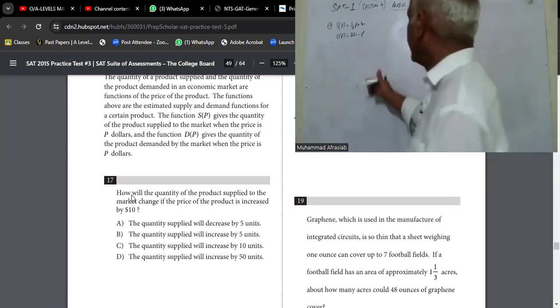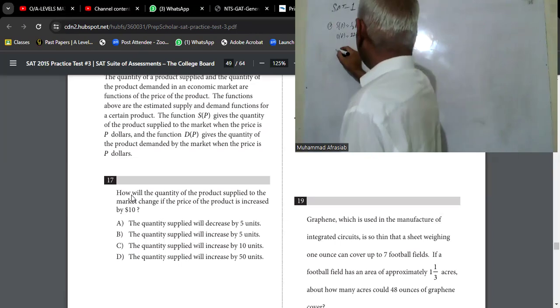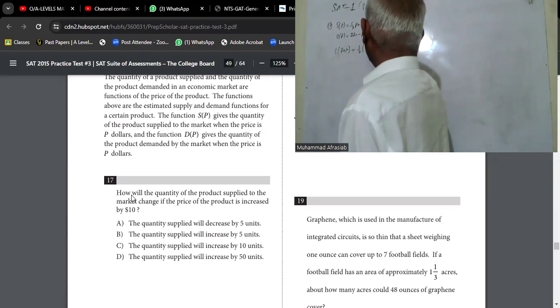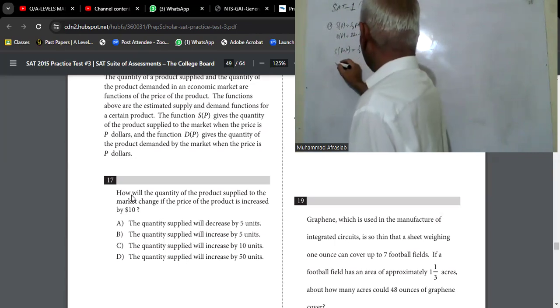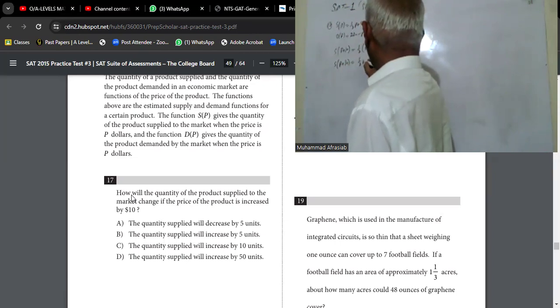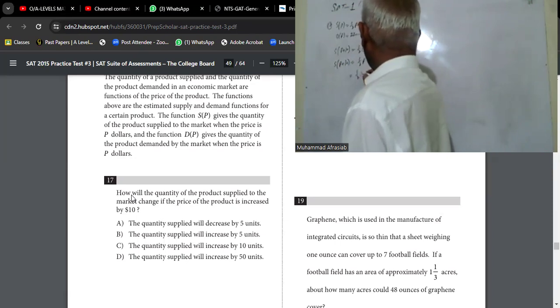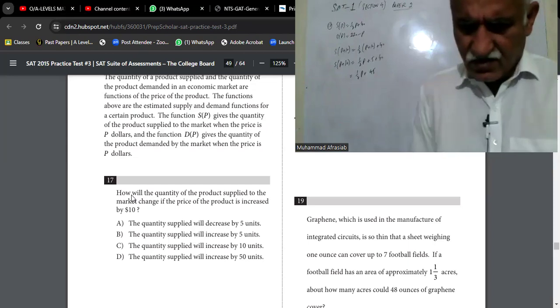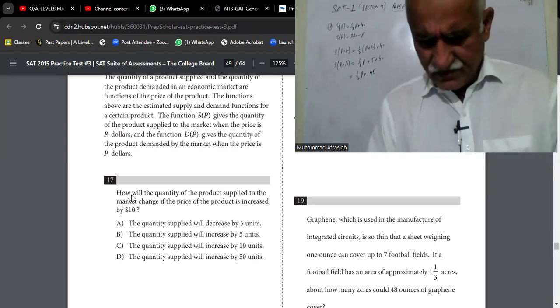Since it is increased by $10, P is the initial price, so it is $10 more. So S of P plus 10 should be equal to half (P plus 10) plus 40. So S of P plus 10 is equal to half P plus 5 plus 40, or it is equal to half P plus 45. So this means it has increased by 5. So we will look at the answers of this.